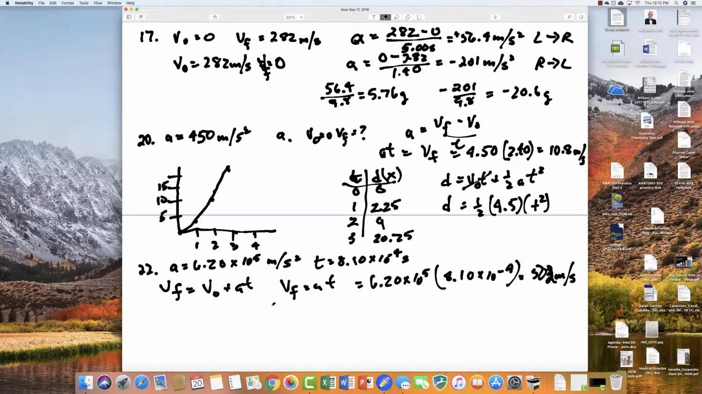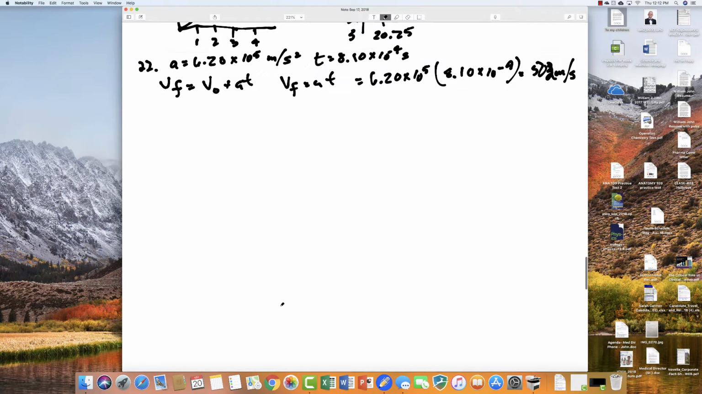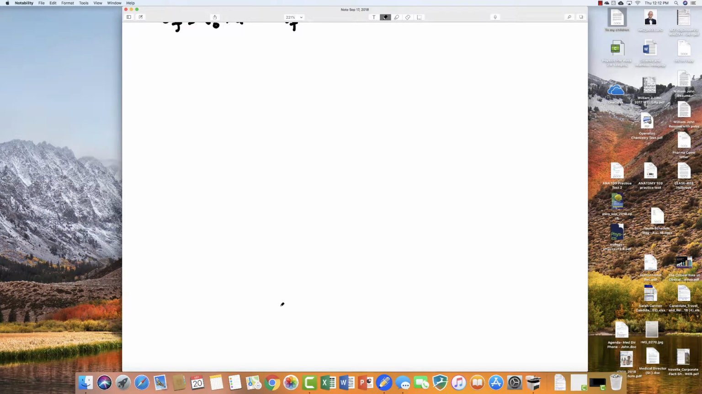The next problem, another acceleration problem, is problem number 26. Number 26 states, blood is accelerated from rest to 30 centimeters per second in a distance of 1.8 centimeters in the left ventricle. A, make a sketch of the situation.